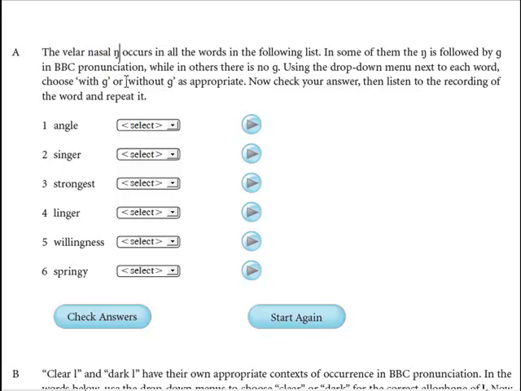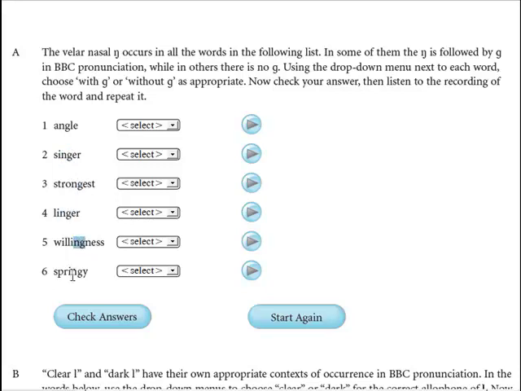Here are some examples. Angle, singer, strongest, linger, willingness, springy. This ng sound is what we're after. That is a velar nasal. See, all of these words have that ng.